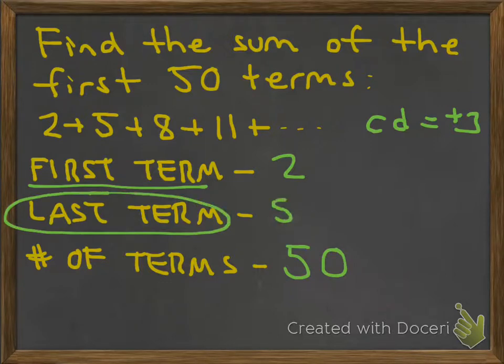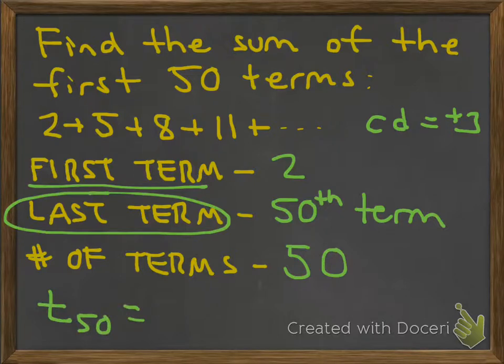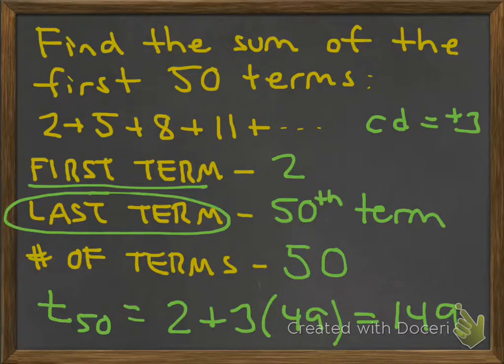Well, the last term is really just the 50th term. What is that term in the list? Well, this is the same stuff we've been doing in class with sequences. I want to find the 50th term. And we know that the 50th term means we take the first term, which is 2, and we add the common difference here 49 times. So if I want the 50th term, I use the common difference 49 times. Put that in your calculator and you'll find that that's 149. So this is the 50th term. So we have everything we need. The first term, the last term, and the number of terms. We have everything we need to now figure out the formula here.